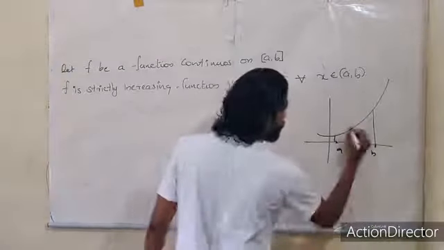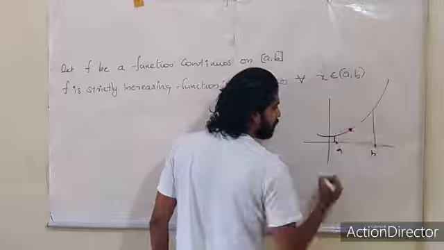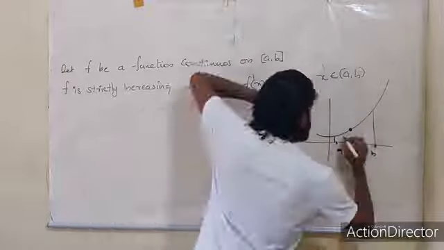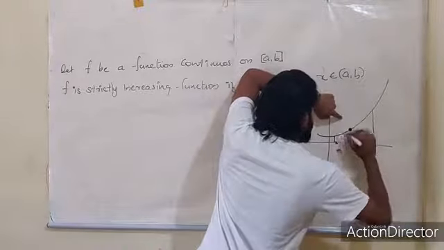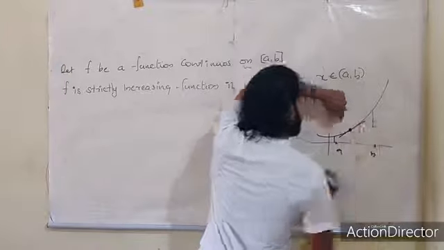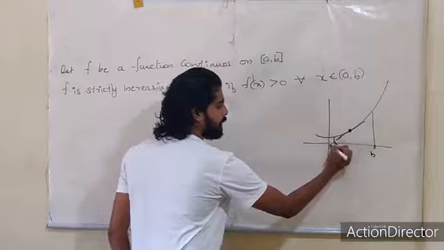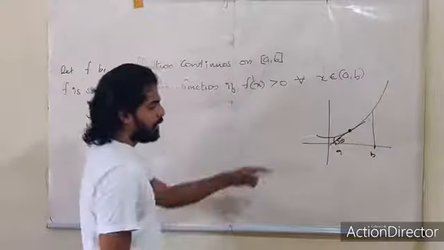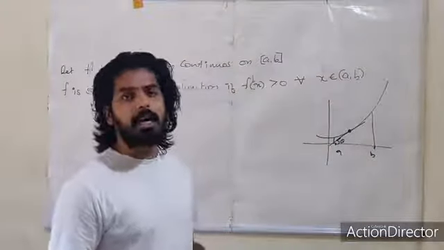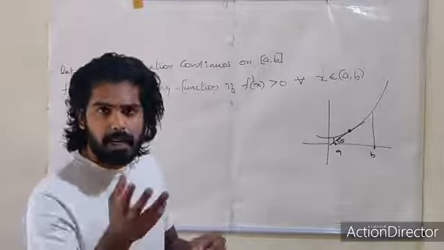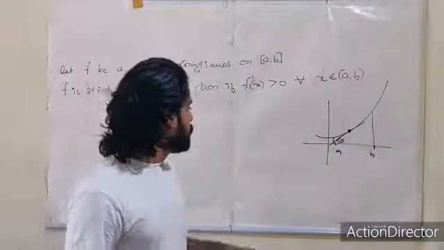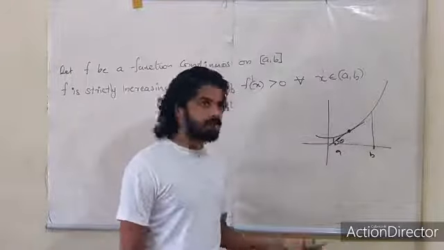So let us take any value between a and b. Suppose this is the point between a and b, and here you draw a tangent. The slope of this tangent will be positive. You can clearly see that if you extend this line, here will be an angle theta. So theta is an acute angle, so tan theta will be positive, right? Tan of an acute angle is always positive. So this is a strictly increasing function, right?